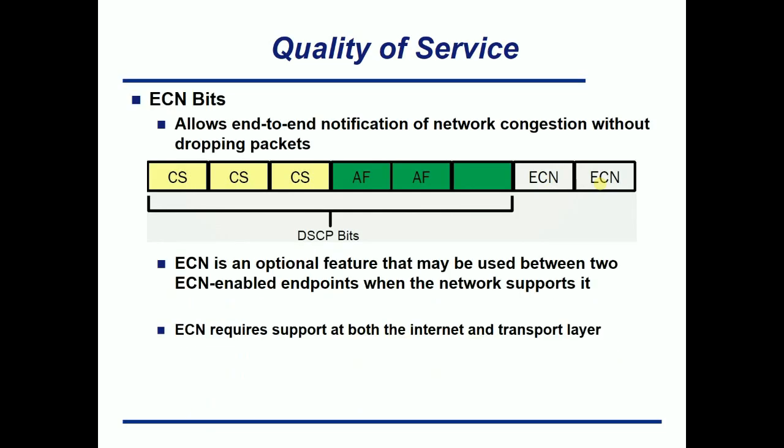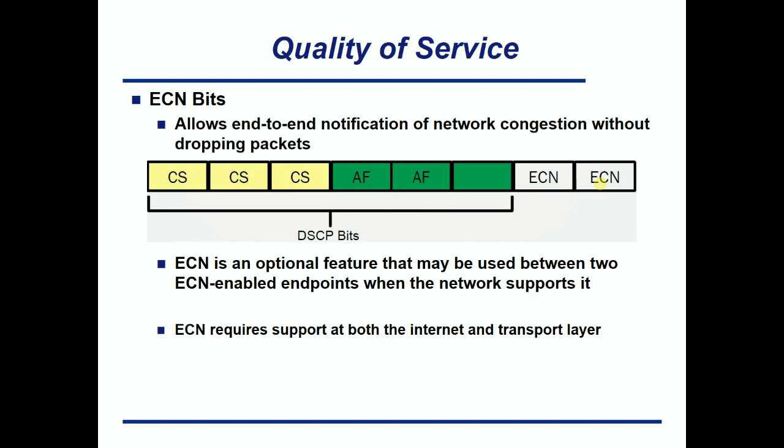Now, when I get into ECN bits, this is used for reliable transport protocols, as in TCP. So it allows for end-to-end notification of network congestion without dropping packets. If hosts are capable of ECN and the network or the router is ECN capable, then we can use these bits to mark it saying, hey, you've experienced congestion. I will let you through, but for the rest of your flow, you need to tone it down. You need to stop sending as much.